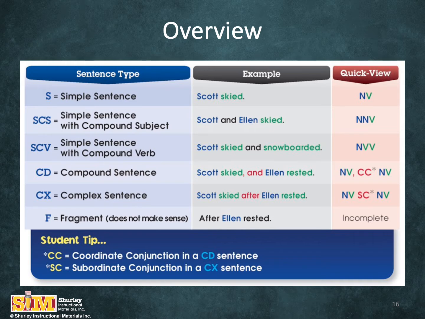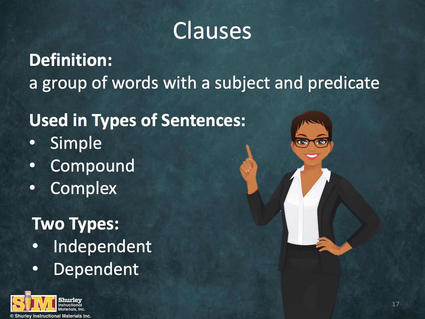Students will learn the structure and vocabulary used to identify different types of sentences. Students learn about clauses. Clause is a special grammar name given to a group of words with a subject and predicate. Clauses are used to make different types of sentences. You'll find them in all sentences, whether they are simple, compound, or complex. Students will learn that there are 2 kinds of clauses, an independent clause and a dependent clause.